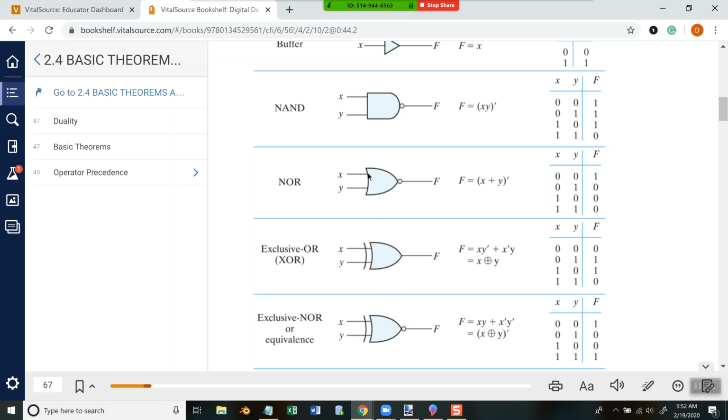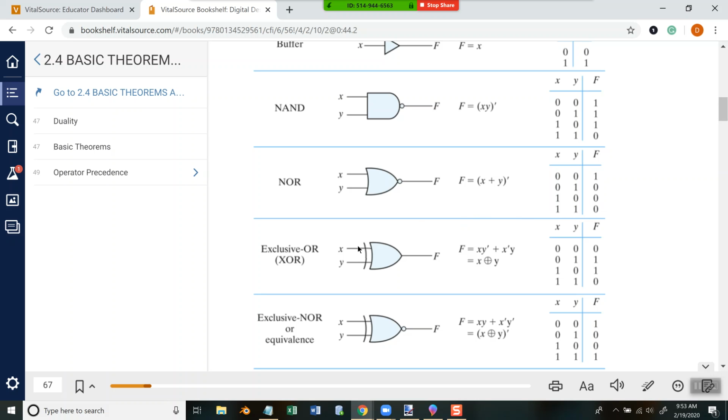Now a NOR gate. Again, we have the OR right here, and then we put a circle in the front. That circle inverts or takes the complement of the result. So remember the OR we add like normal. So 0 plus 0 is 0. Complement, invert it, becomes a 1. 0 plus 1 is 1, invert it, becomes a 0. 1 plus 0 is 1, invert it, becomes a 0. 1 plus 1 is 1, invert it, becomes a 0.